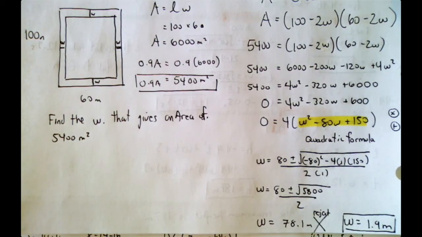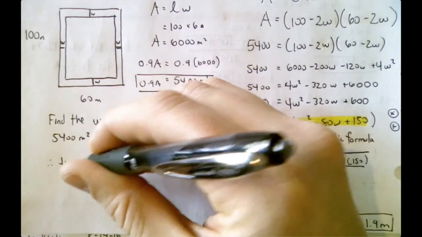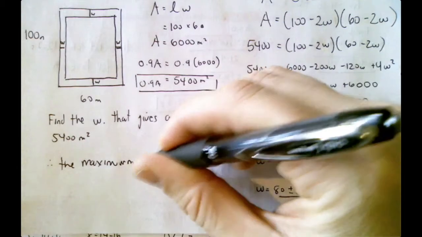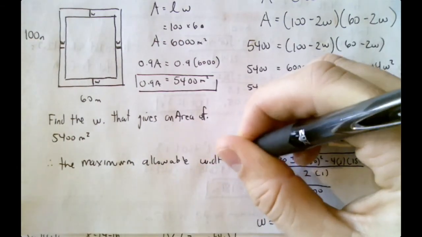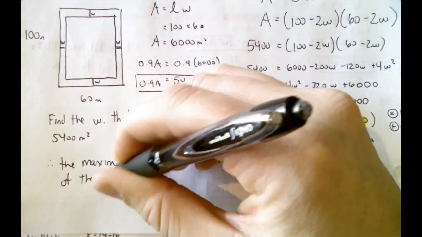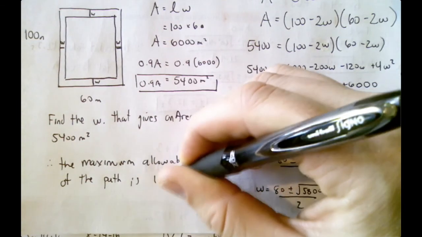So at the end, we can now conclude. Therefore, the maximum allowable width of the path is 1.9 meters.